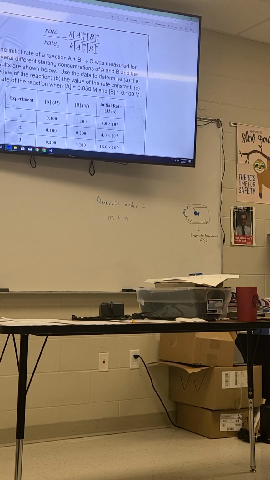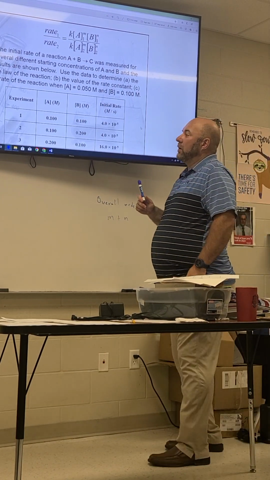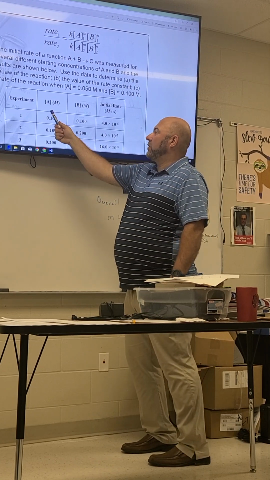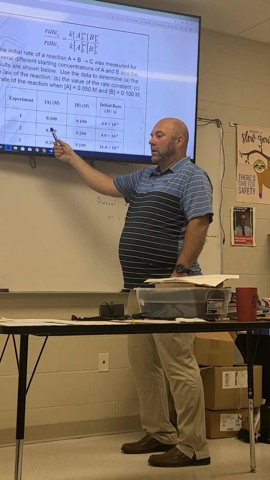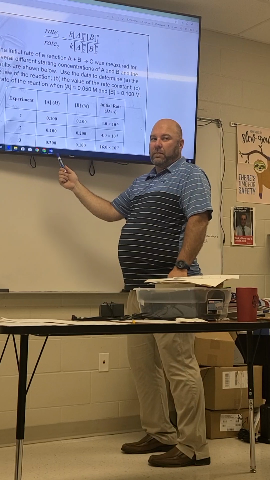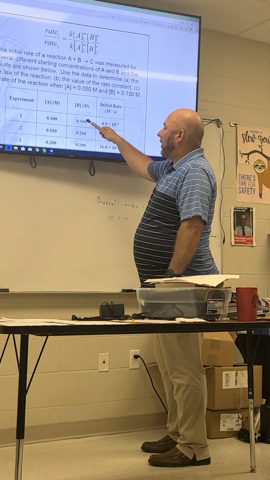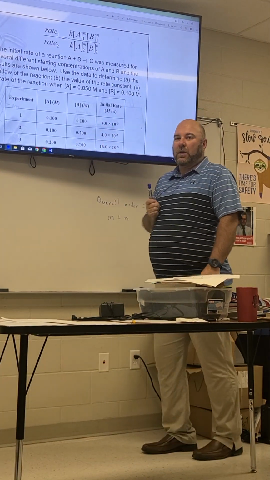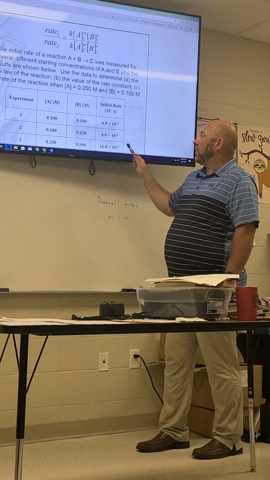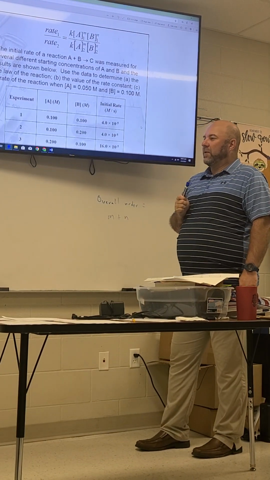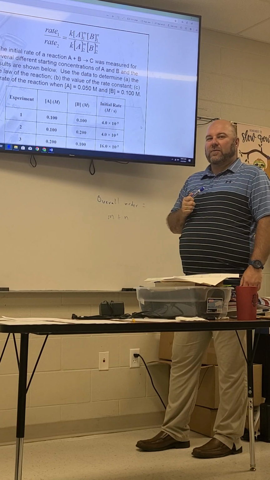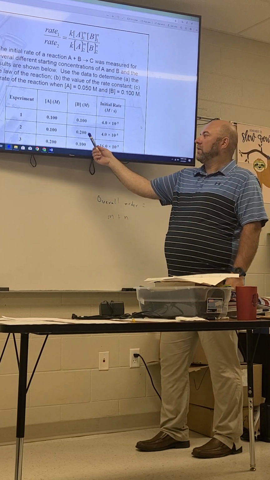All right, so if I look at this data, okay, if I look at experiment 1 and experiment 2, notice that in experiment 1 and experiment 2, the concentration of A stays the same. We're going to double the concentration of B, and the rate is going to stay the same. So without crunching the numbers, can you tell me the exponent for B?